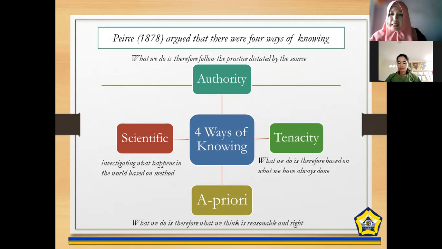And then tenacity means that what we do is based on what we have always done. And then a priori means that what we do is what we think is reasonable and right. And then the last one, scientific, means investigating what happened in the world based on methods.